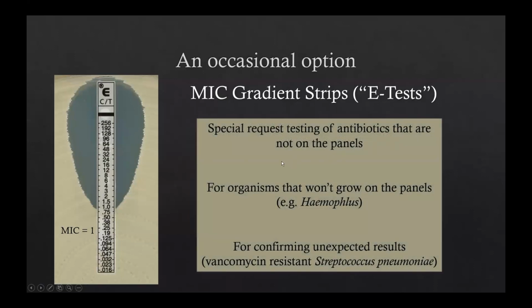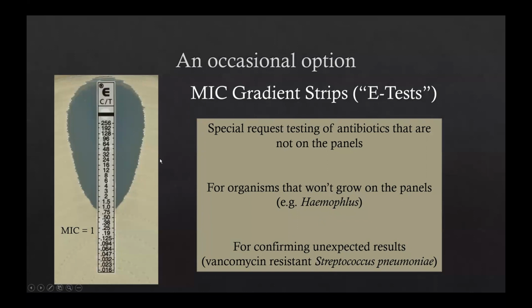Special request testing of antibiotics that are not on the panels. If there's a drug that's just not on the panel, then the only way we can do it is by e-test. Certain bugs won't grow on those panels, like Haemophilus. And as I'll talk about in just a second, for confirming unexpected results, something that's not supposed to happen, we can try to confirm it with a second method, and we'll use e-test for that.